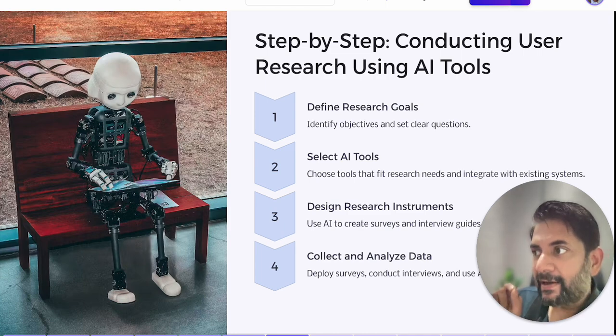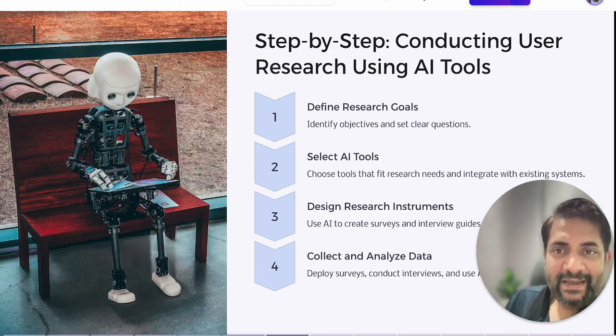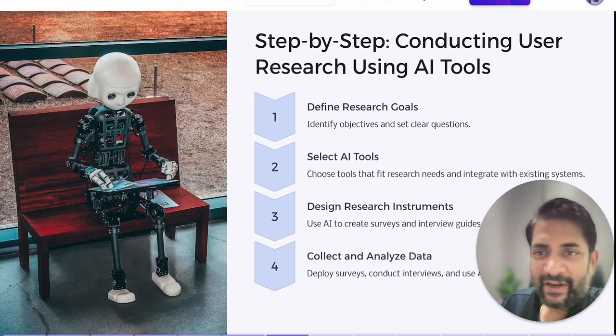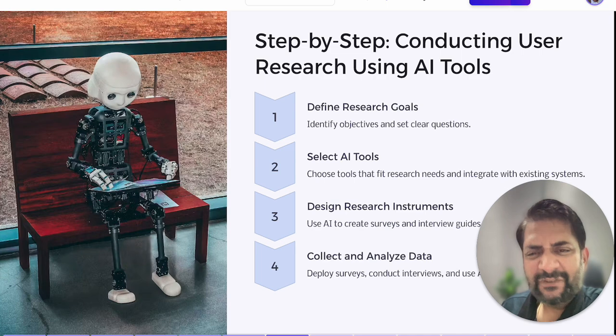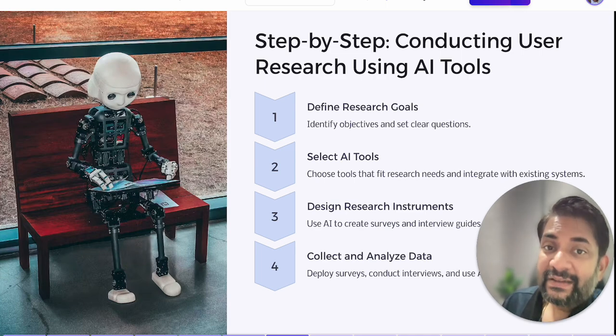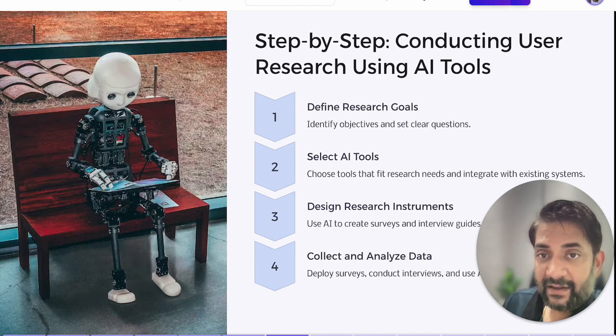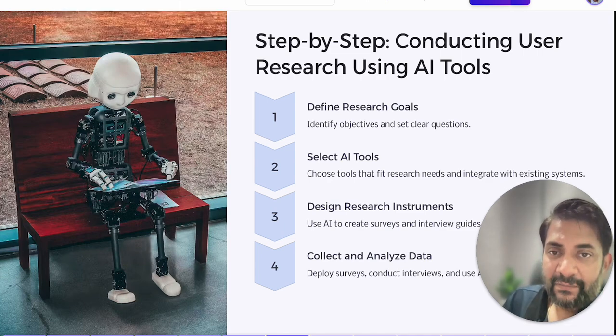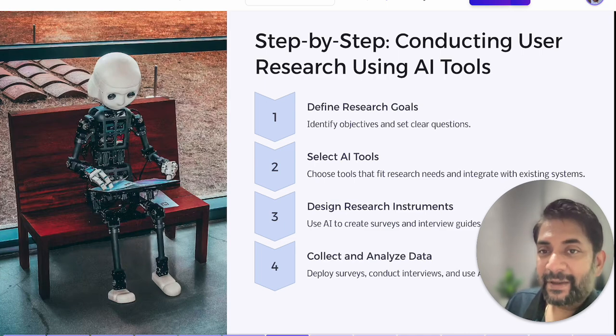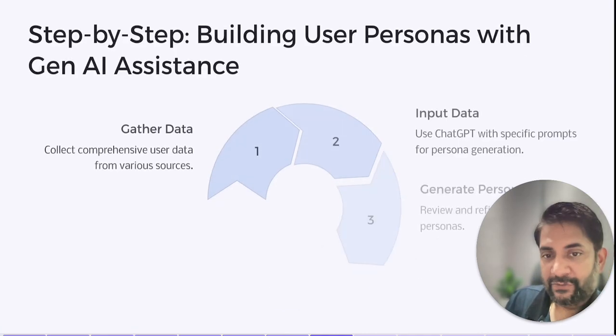For example, after deploying an AI-enhanced survey, you collected responses from, let's say, 1,000 users. Using ChatGPT, you analyze the data and discover that 60% of users find the current task prioritization feature confusing. Now, this insight leads you to redesign the feature for better clarity and usability. The statistics, according to Qualtrics: 75% of companies using AI for user research report a 30% increase in actionable insights compared to traditional methods.